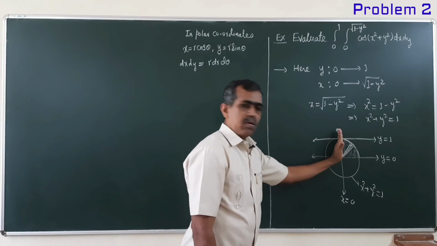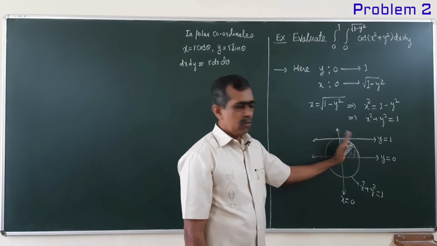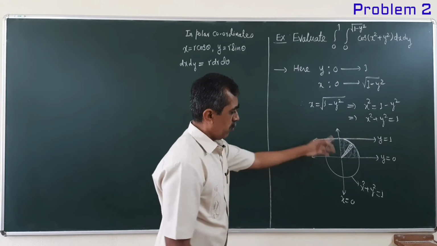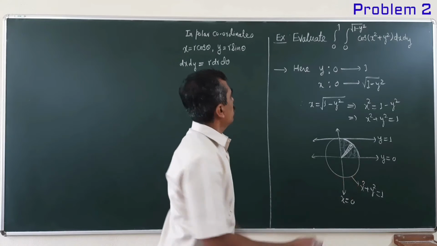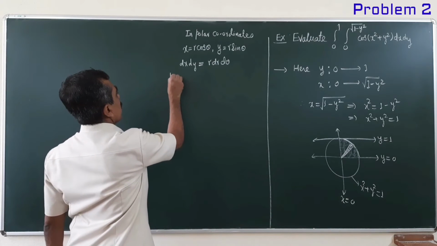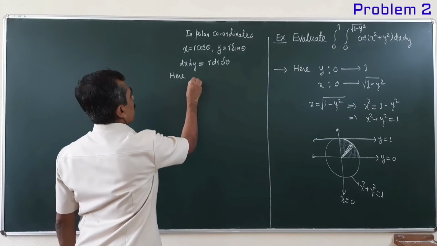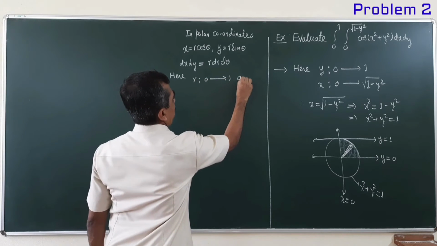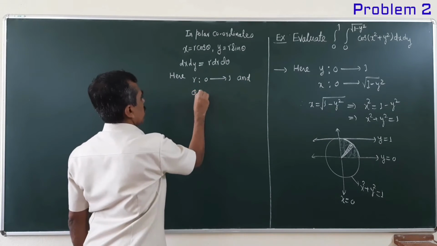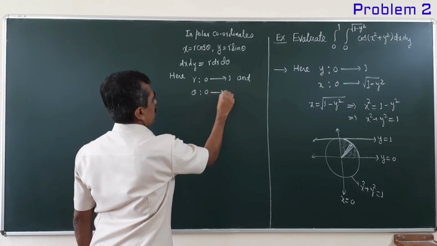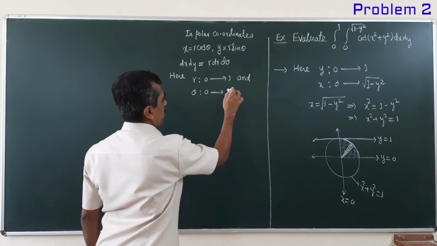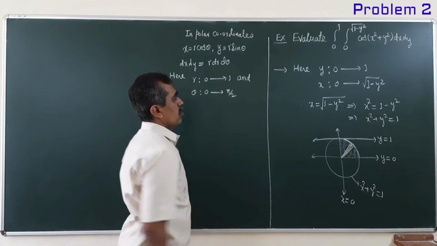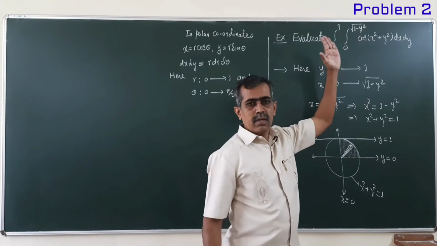Our strip will move in this first quadrant from theta equal to 0 to theta equal to pi by 2. And what about r? The radius of the circle is 1, so r runs from 0 to 1. Theta runs from 0 to pi by 2. Simple limits. Now just go for your integral.